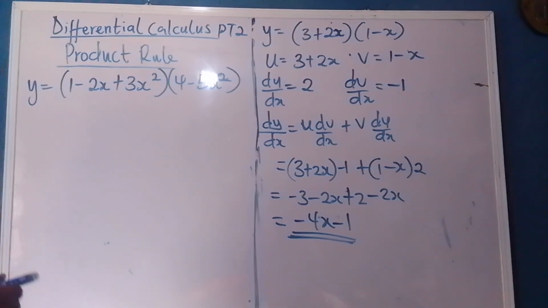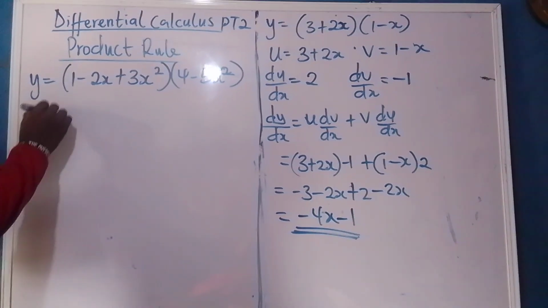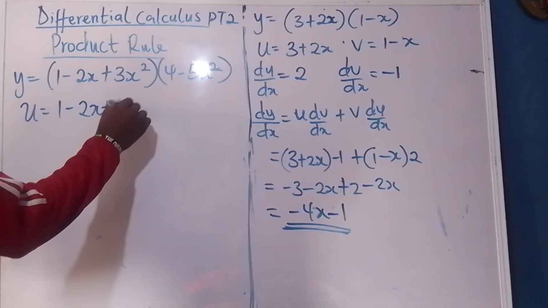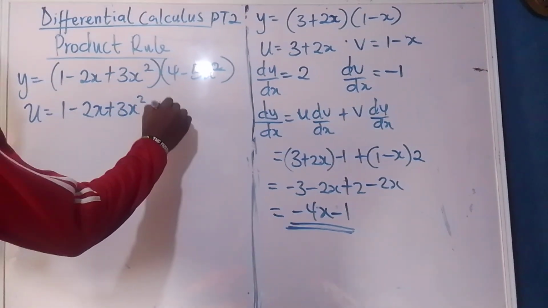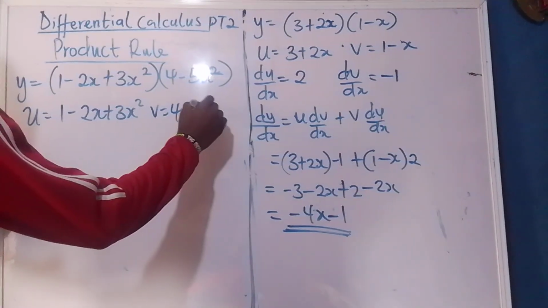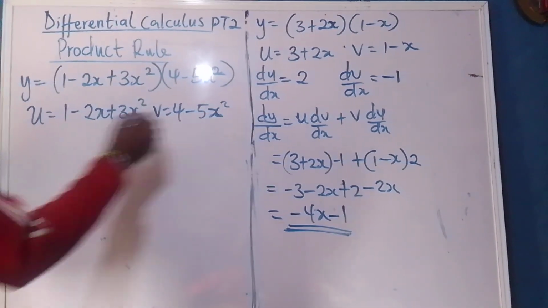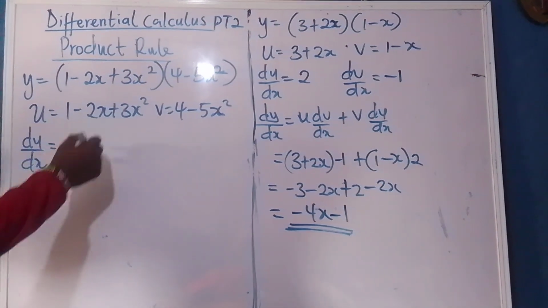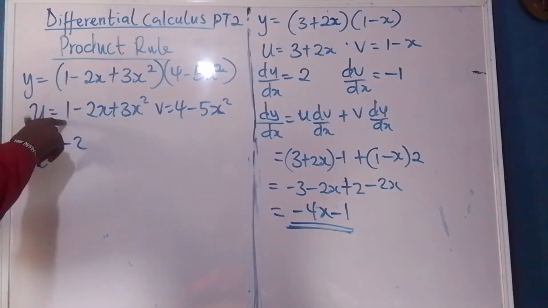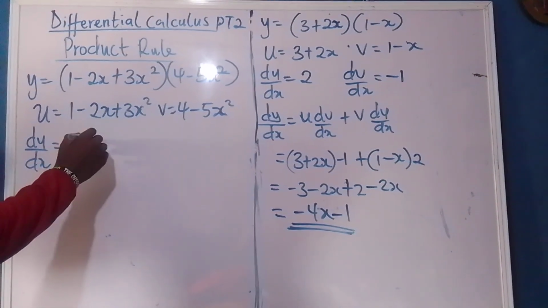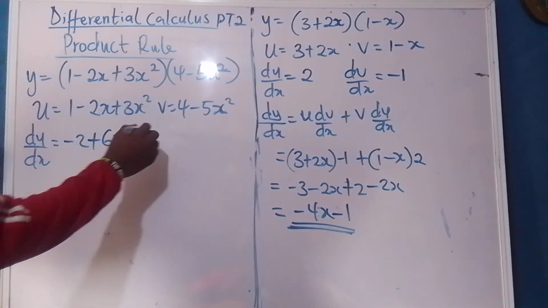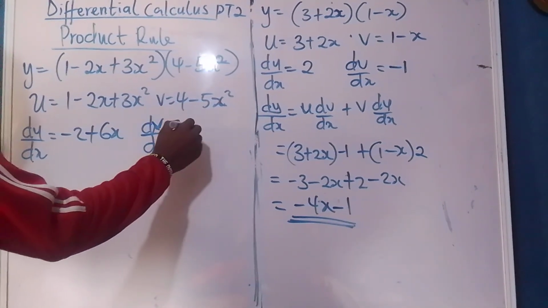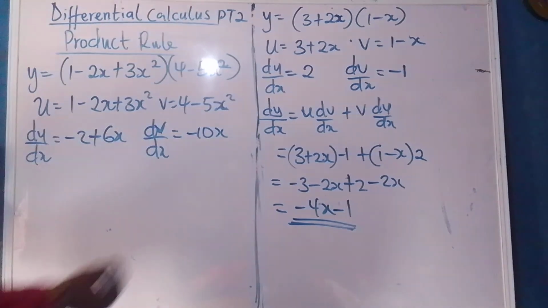So now this is question number 2 that we're going to be doing. As usual, let our u be equal to the first expression, that's 1 minus 2x plus 3x squared, and our v to be the second expression, that's 4 minus 5x squared. So if you do du over dx, that's differentiating u with respect to x, I'm going to have minus 2, this one is going to give 0, minus 2, and this one is going to give plus 6x. While dv over dx will give 0, then minus 10x, because subtract 1 from there.